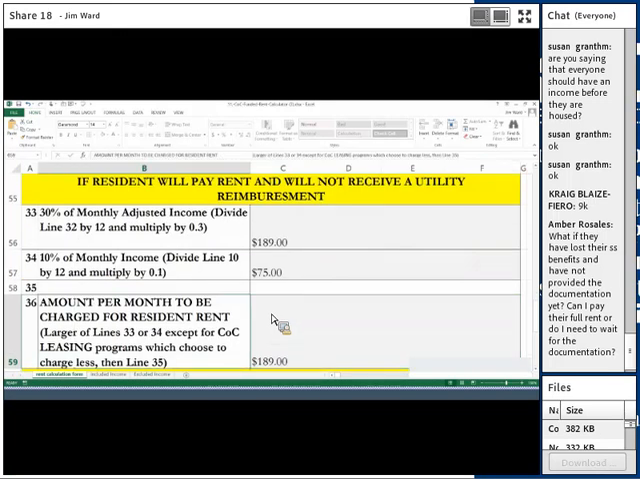So that's just something else you would want to keep an eye on. So you'll go down a little bit further, and then it literally says in big bold, amount to be charged for the resident for rent. Boom.